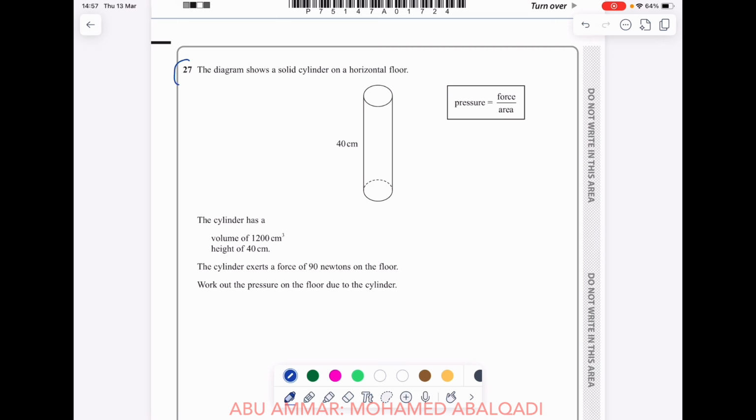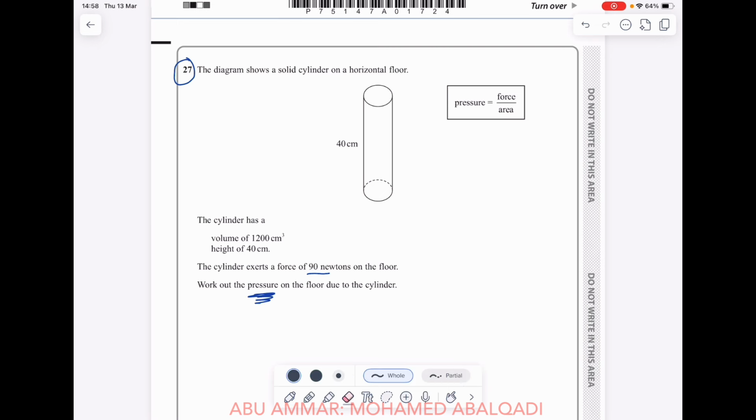We are on to question 27, which says the diagram shows a solid cylinder on a horizontal floor. The cylinder has a volume of 1,200 cubic centimeters, height of 40 centimeters, and the cylinder exerts a force of 90 newtons on the floor. So work out the pressure on the floor due to the cylinder.